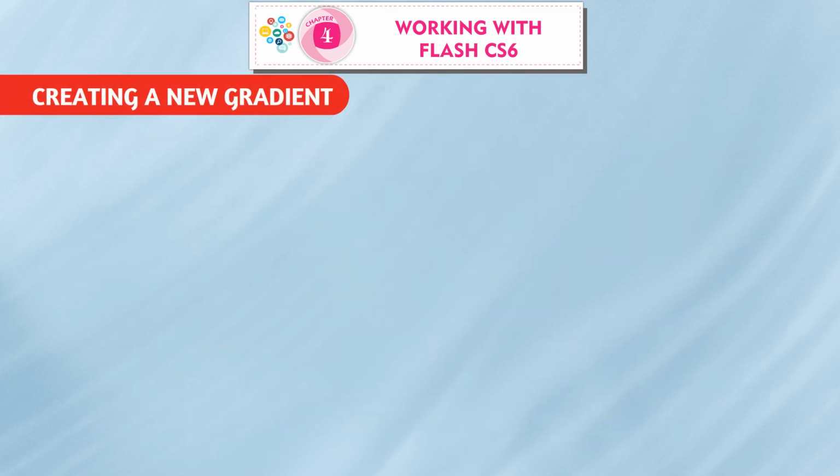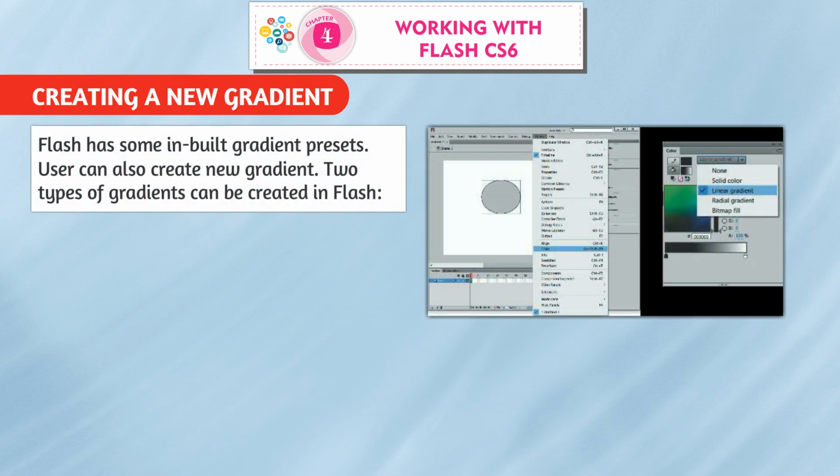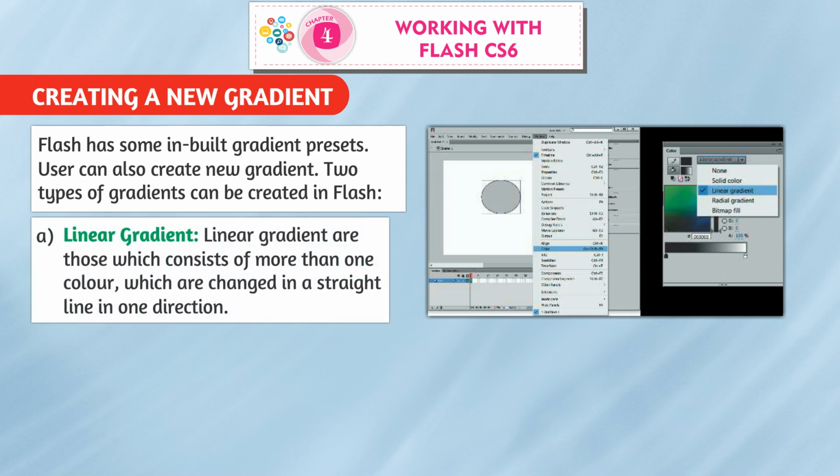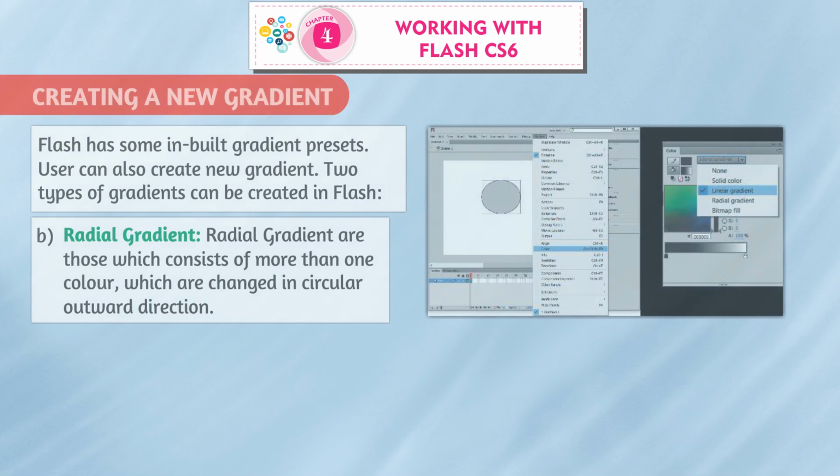Creating a new gradient. Flash has some inbuilt gradient presets. Users can also create new gradients. Two types of gradients can be created in Flash. Linear gradient: linear gradients are those which consist of more than one color which change in a straight line in one direction. Radial gradient: radial gradients are those which consist of more than one color which change in a circular outward direction.